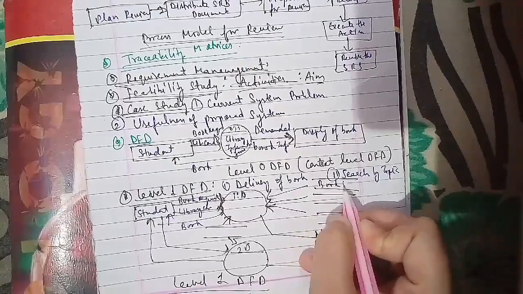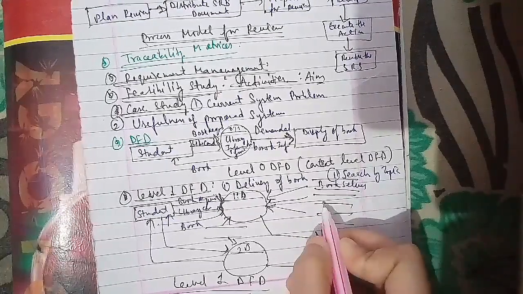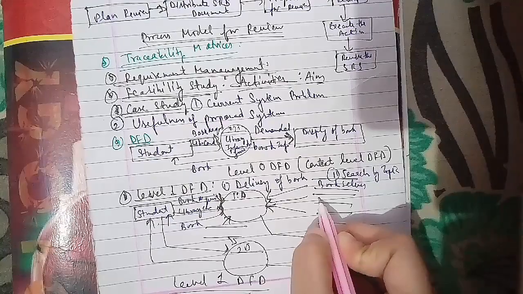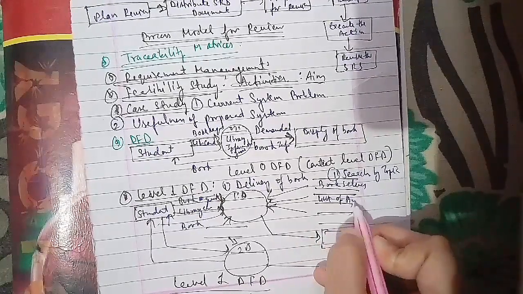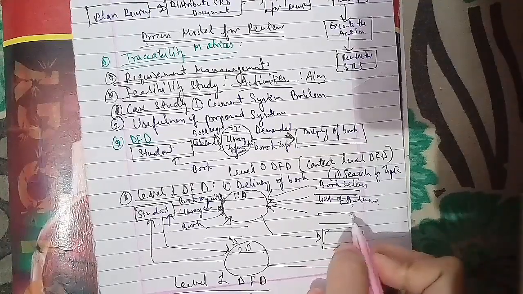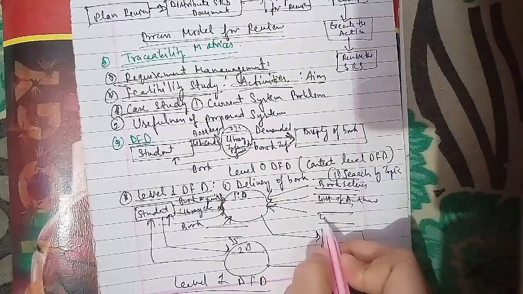So what we have is a level 1 DFD here. This is level 0 DFD, this is level 1 DFD. Now we'll talk about the other one, which is your level 2 DFD, that we have to talk about, and that is also an important one.